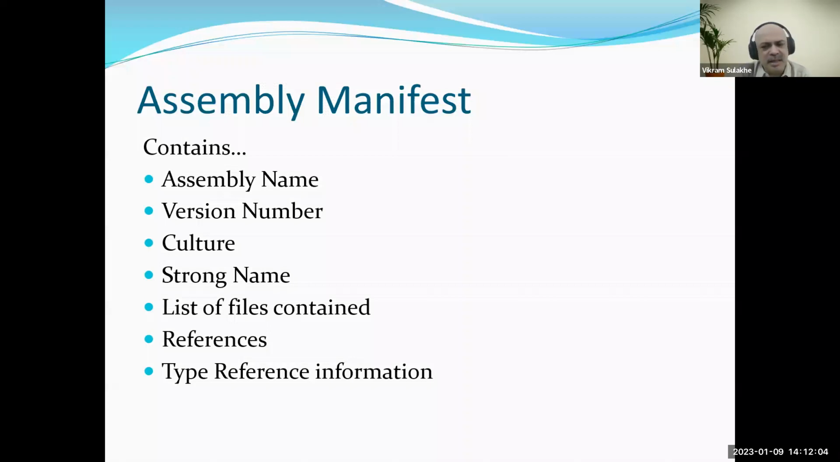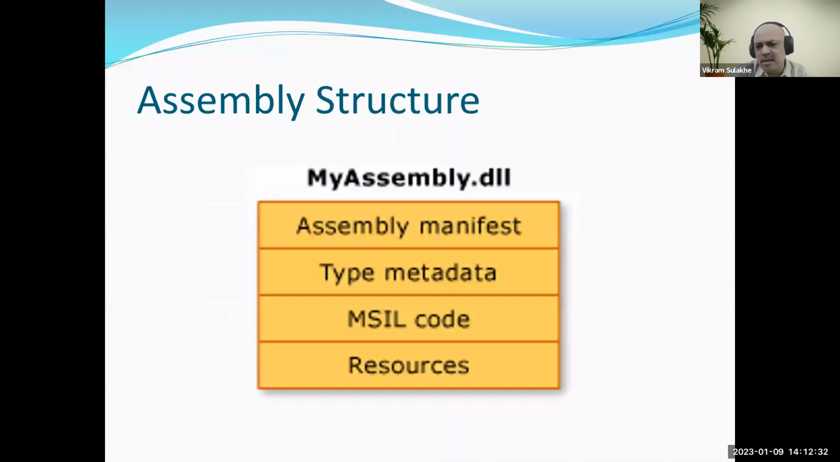A strong name is something that is used to identify that assembly. Again, we may have time to do this, I'm not sure. But a strong name is used to uniquely identify an assembly. Then there is the list of files that the assembly contains, and any references to external assemblies that you are referring to in your assembly. Any type information, any class references that you have, all of this is stored in the assembly manifest.